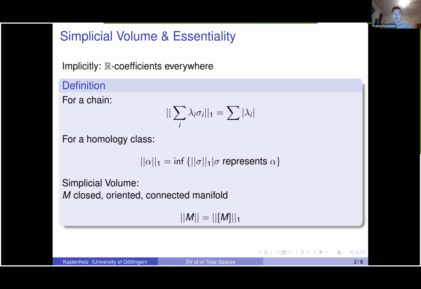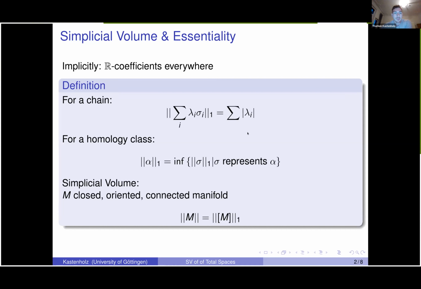So conceptually, this is really just the minimal number of simplices I need to represent my homology class. Note here, this is really an infimum and not just a minimum. So, for example, quite famously and quite often it happens that the simplicial volume of certain classes vanishes. So it's 0, but of course, every representative has positive norm. So this is really just a pseudo-norm, a semi-norm on homology instead of an actual norm.